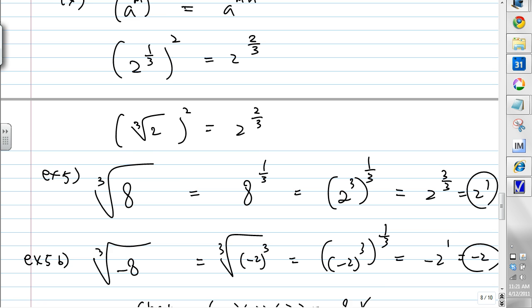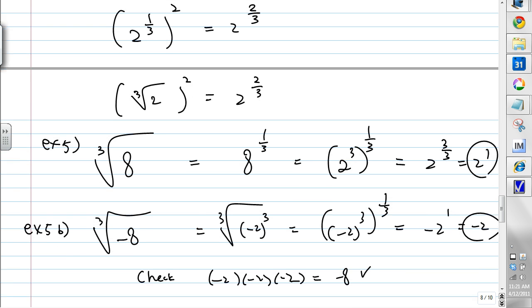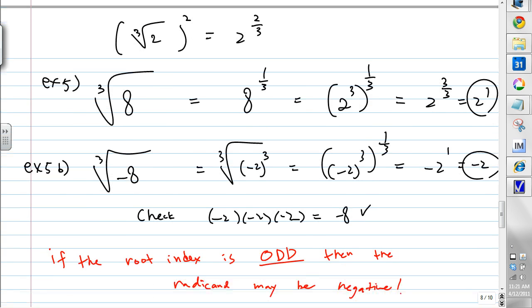And as you mentioned, let's check it, right? Negative 2 times negative 2 times negative 2 is negative 8, right? So that's correct, just like we figured out. Okay.